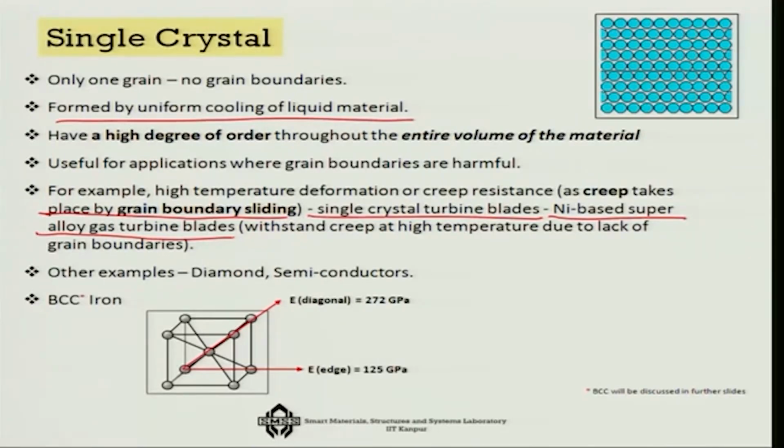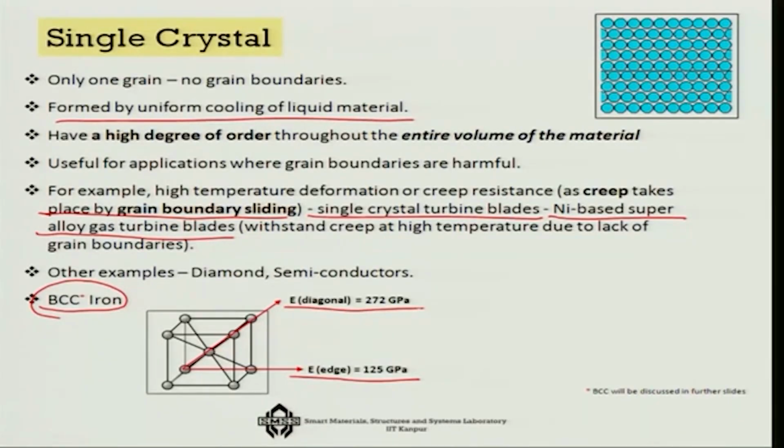A typical example of the anisotropy of a single crystal structure: if you consider, for example, a BCC structure of iron. What is a BCC structure? We will come to discuss it very soon. You will see that along one edge the modulus of elasticity is about 125 gigapascal, whereas along the diagonal it is about 272 gigapascal.